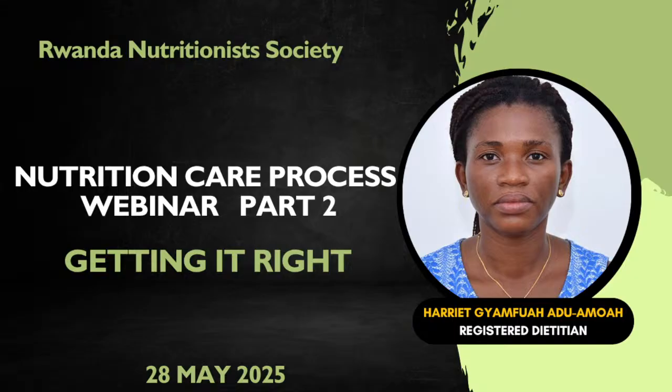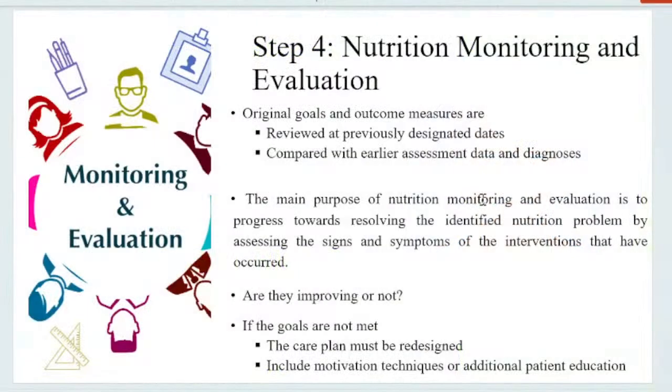Okay, so the main purpose of this step 4 is to see whether there is progress with the identified nutrition problem, whether the signs and symptoms have changed. That's why the last time when we were doing the PES statement, I said that your signs and symptoms should be measurable. Because if it's not measurable, then when the person returns, it is difficult for you to actually evaluate to know whether there has been any change. So you always have to remember that your evidence or your signs and symptoms of your PES statement should be measurable.